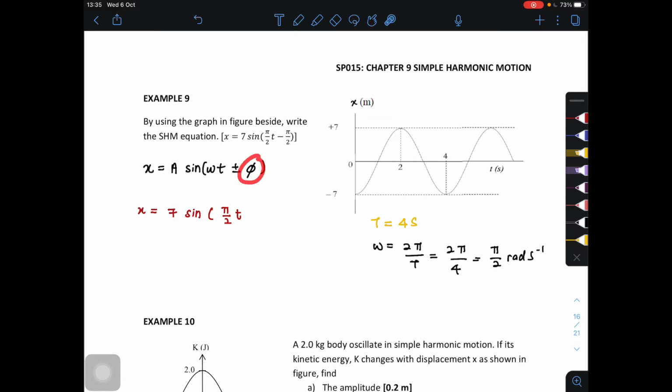Okay, this one, since dia start daripada sini kan, dia adalah half sebenarnya. So dia akan start daripada pi over 2. The angle here actually pi over 2. So macam mana tahu dia positif atau negatif? So tengoklah dekat bawah ni dia negatif kan, meaning that here pun negatif. Okay, so that's the equation.